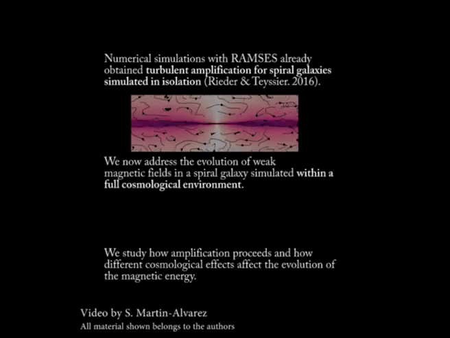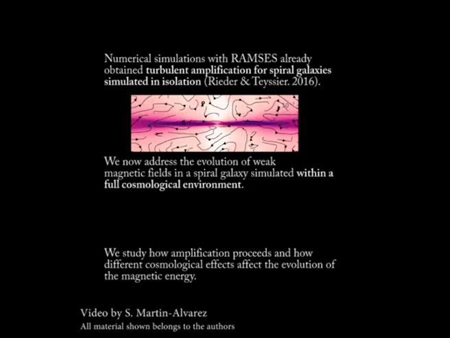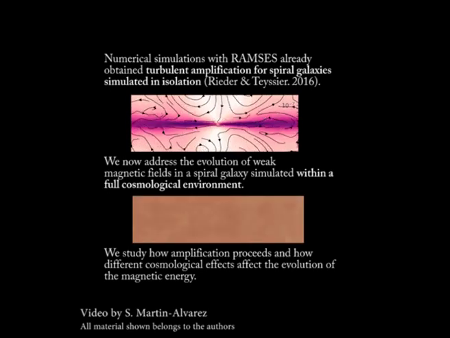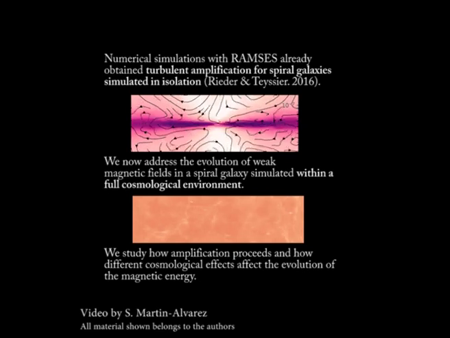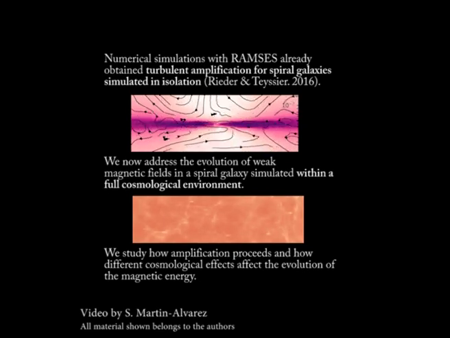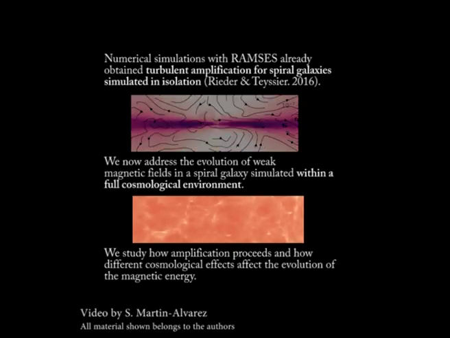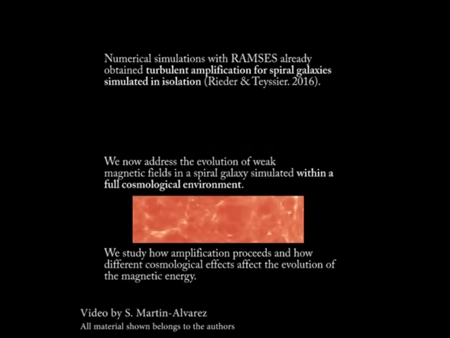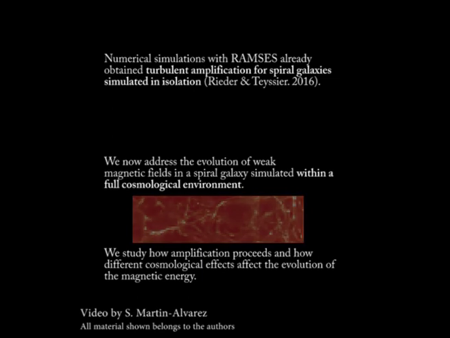This turbulent dynamo has been shown to operate in numerical simulations of isolated spiral galaxies by Michael Reeder and Roman Tessier in a 2016 publication. In order to fully understand how it functions, given a realistic evolution of a spiral galaxy, we now study how magnetic fields evolve in one of these galaxies, simulated fully submerged in a cosmological environment. By doing so, we can also assess how cosmological effects influence the evolution of the magnetic component of this galaxy.